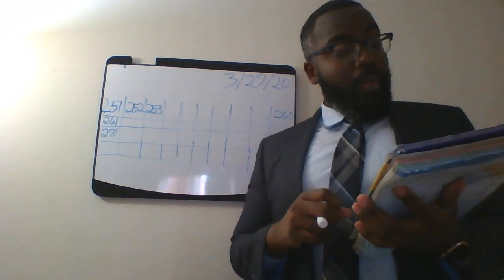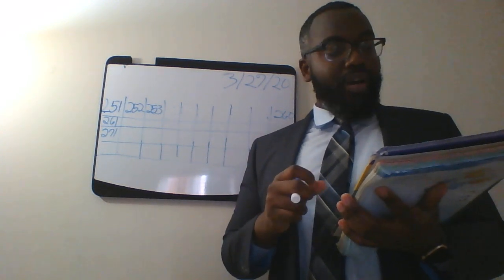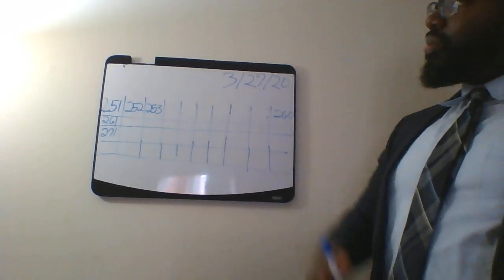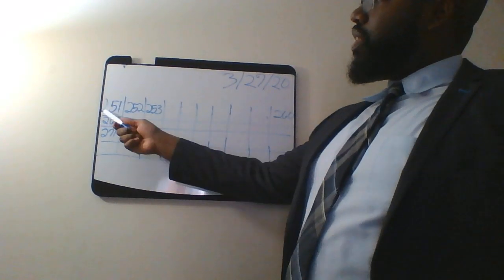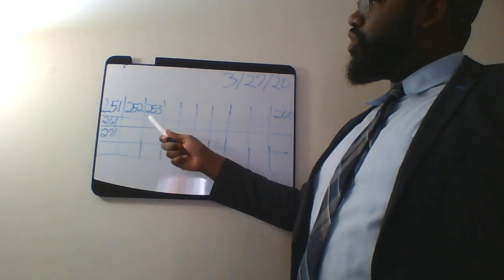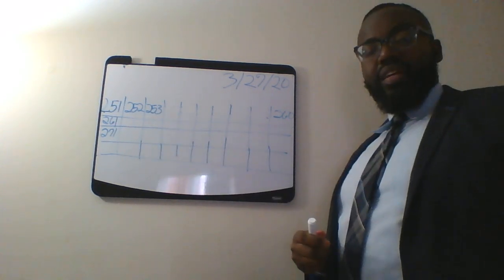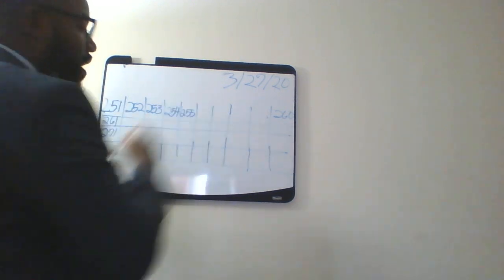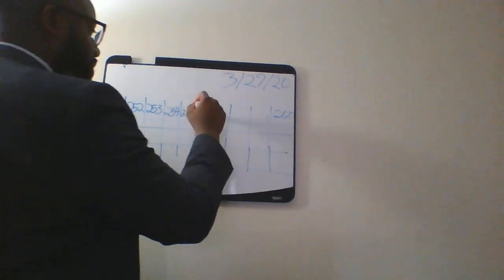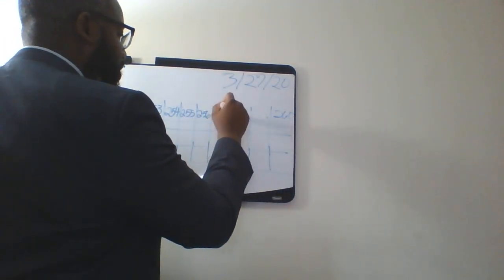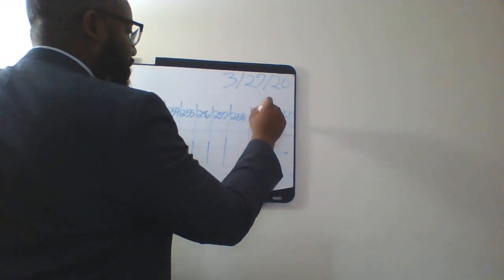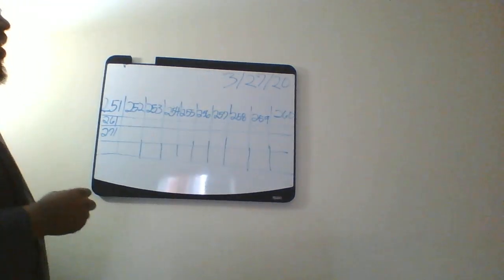Number 2, we are counting from 251 to 300 on a counting chart. Now they gave us a few numbers. They gave us 251, 252, 253. What do you think comes next? That's correct. We're going to fill out this first row. 254, 255. Keep going. 256, 257, 258, 259, and 260.